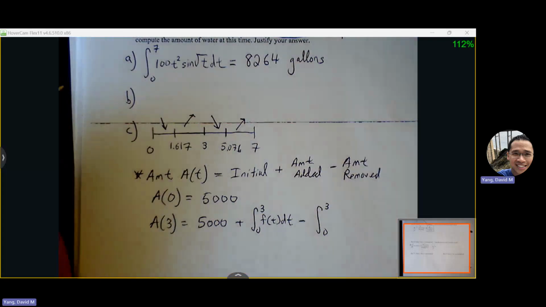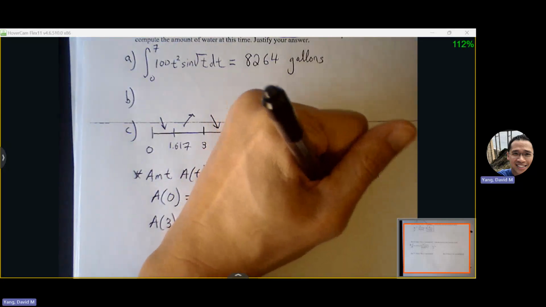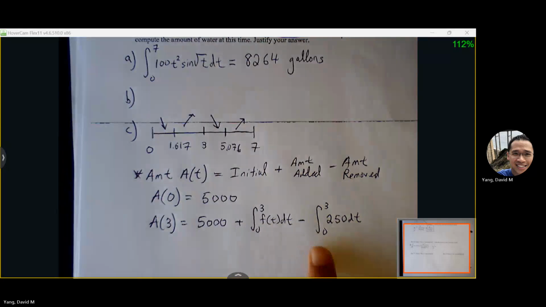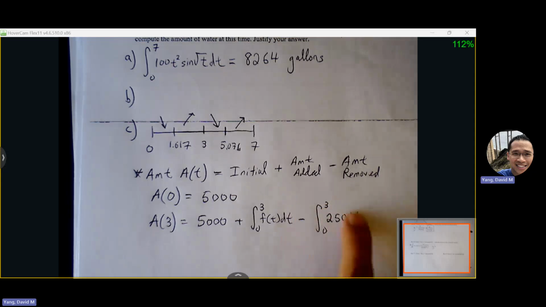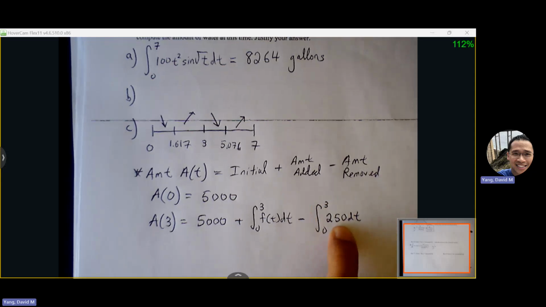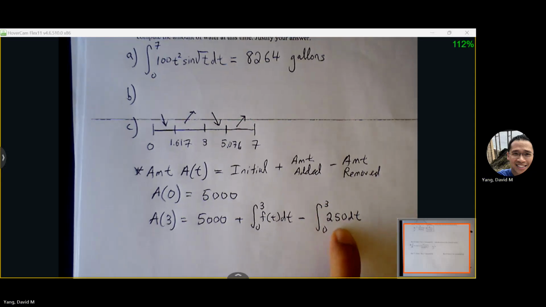And then 250, right? Because that's the rate. 250 gallons per hour. Now, technically, we don't need calculus for this. We can just do 250 times 3 hours, and we can also just set it up and make it into an integral as well.